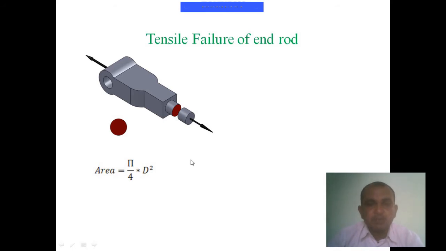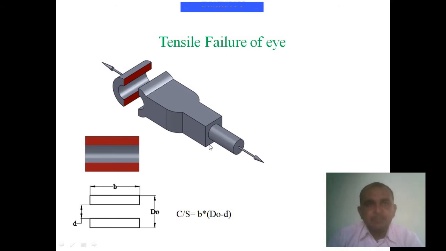Sigma T is equal to applied forces divided by the cross section area. Then the tensile failure of the eye: when you insert the pin between the eye and the fork and apply the forces, the minimum cross section area is the area present at this plane, and the failure may occur at the minimum cross section area. This red color indicates the area where the tensile failure occurs.